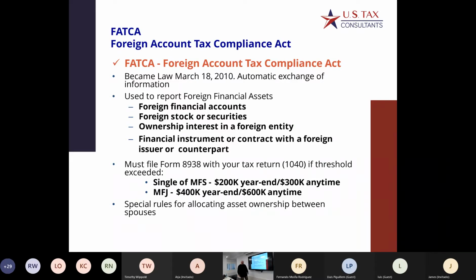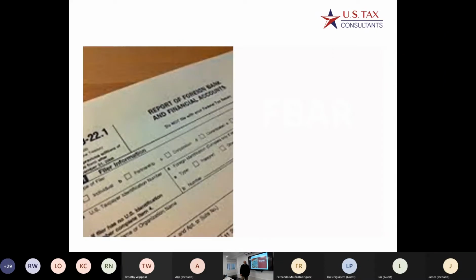The FATCA is what I told you before, it's from 2010, I'm sorry, because the FBAR is something that Nixon signed a long time ago, obviously. But anyway, the FATCA is really the 8938, which is included in the 1040. As I told you, for singles and married filing separately it's 200,000 at the end of the year, or 300,000 any time, and for joint filers 400,000 and 600,000 any time. We'll go to the form.